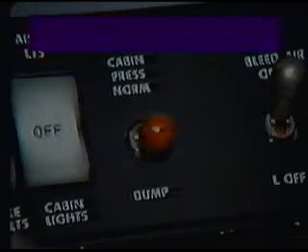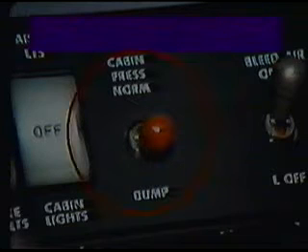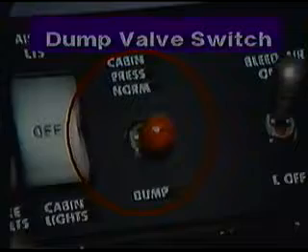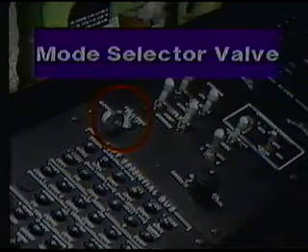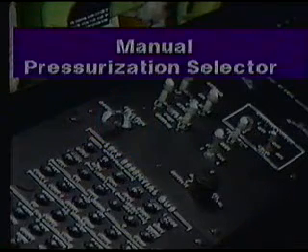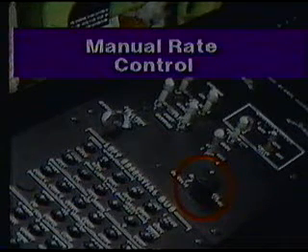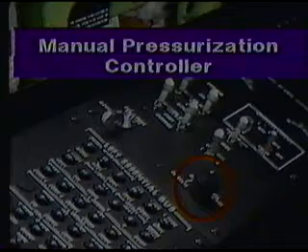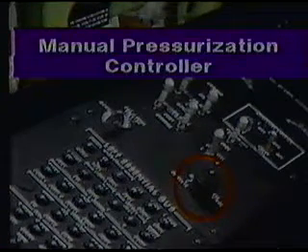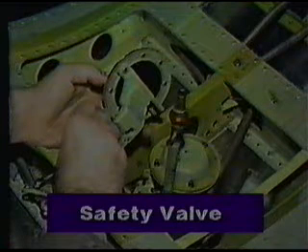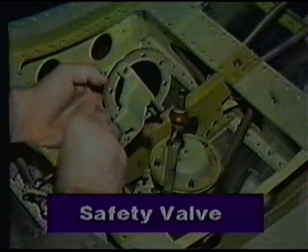Manual controls for the pressurization system include a switch that controls the cabin dump valve, sometimes called the dump switch or dump valve switch; a mode selector valve, sometimes called the manual pressurization selector; and a manual rate control, sometimes called the manual pressurization controller. This unit, installed in the cabin door, is called the door safety valve.